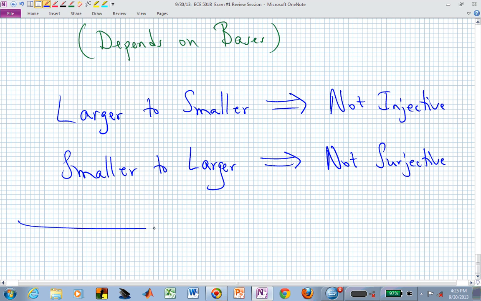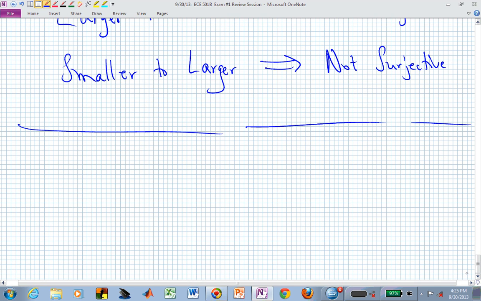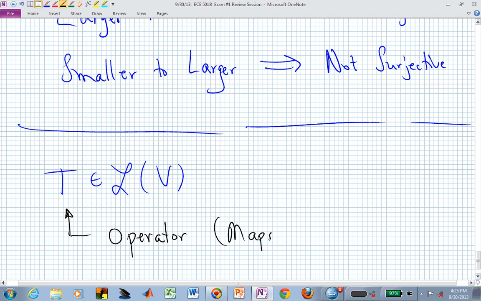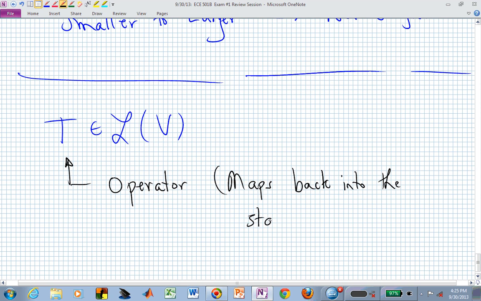Again, if we're moving between an input vector space that's the same as the output vector space, then that's called an operator, and we simply say then that T is an element of this operator or this linear vector space V, where V is both the input vector space and the output vector space, and T is then an operator, which maps back into the starting vector space.